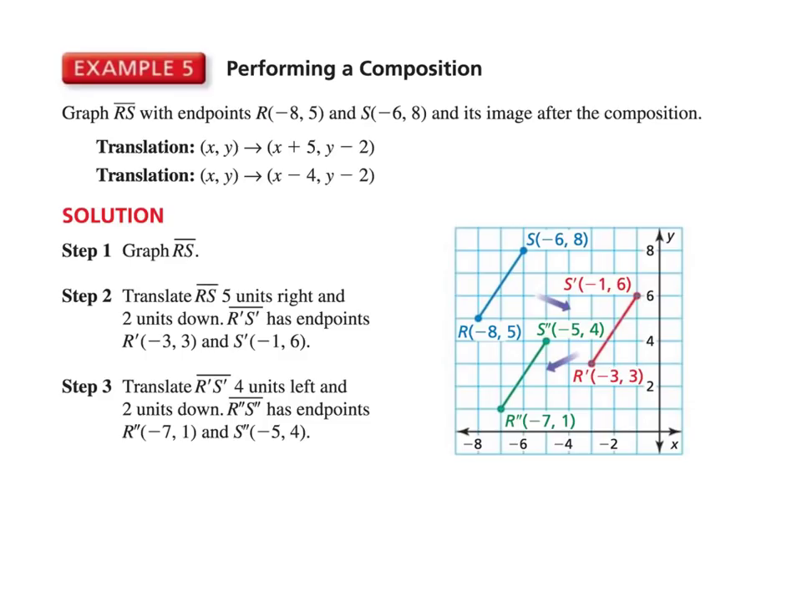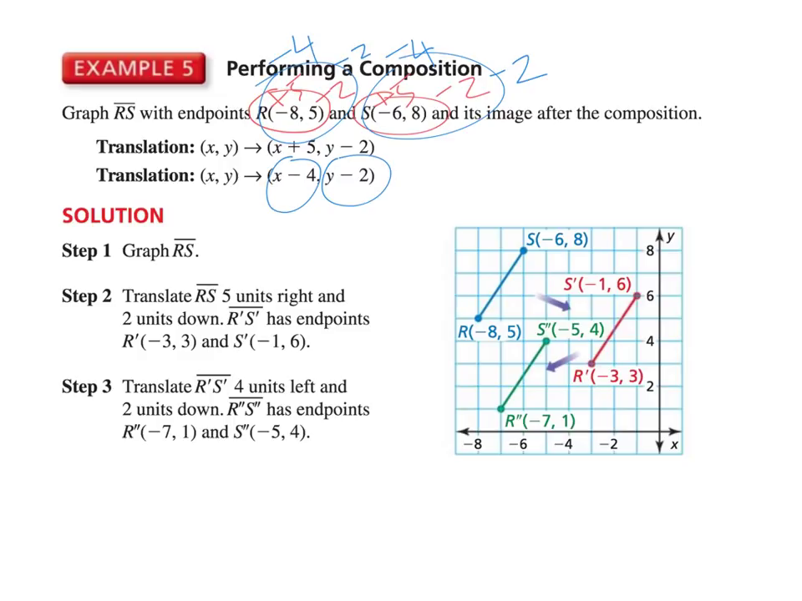Example 5. So first thing you're doing is taking these points, and you're adding 5, and then subtracting 2. After you've done that, then you take whatever you get from here, and you subtract 4 from the x values, and then you subtract 2. And you've applied your composition. That's all there is to it.